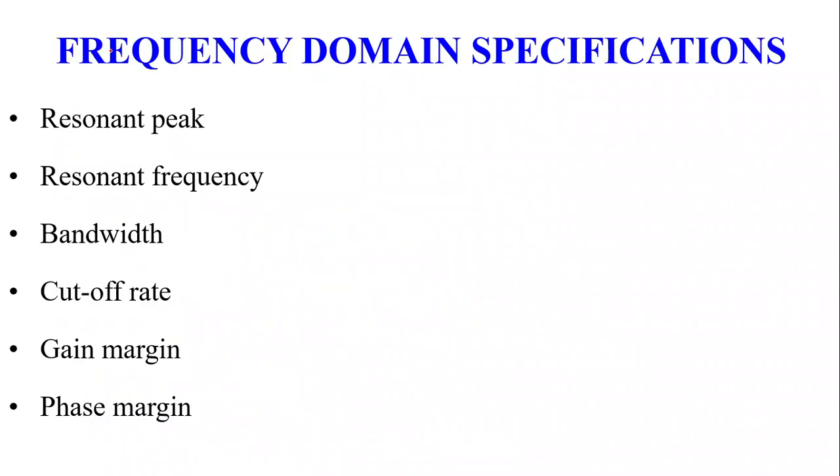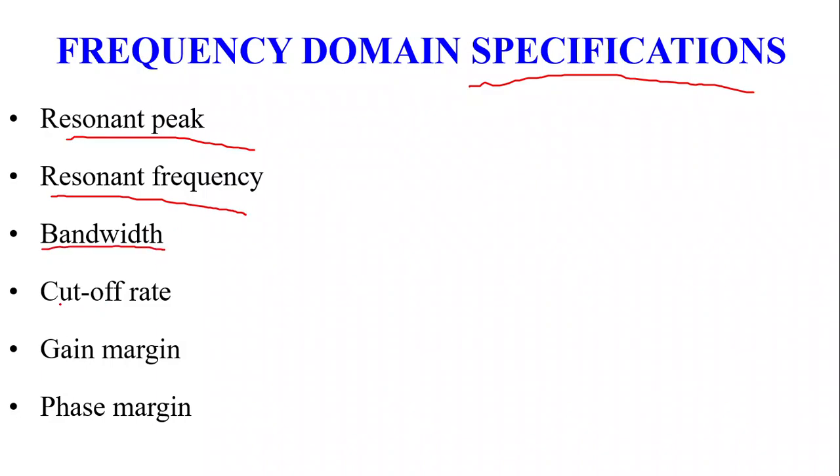Then, frequency domain specifications. What are the specifications? The first one is resonant peak, and then resonant frequency, bandwidth, cutoff rate, gain margin and phase margin. These are the specifications generally used in the frequency domain to analyze the performance of our control systems.